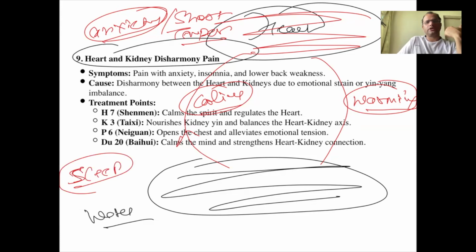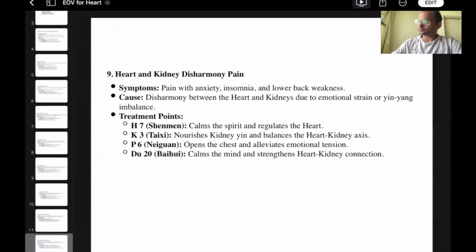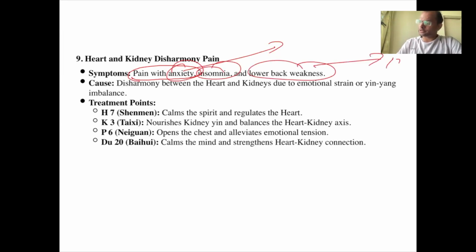Even you will see many signs of the heart, many signs of the kidney. You will see lower back pain. So let's see here: the pain with the anxiety. Remember, anxiety is very important here. Insomnia and lower back pain. Lower back pain is connected with the kidney. Anxiety and insomnia are connected with the heart. So, disharmony between heart and kidney.